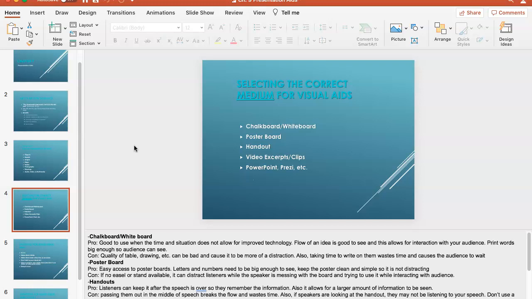A con is if there's no easel or stand available, it can distract listeners while the speaker is messing with the board, trying to use it to interact with the audience, trying to hold it up if it's one of the flimsier poster boards. So that can be something that factors in.